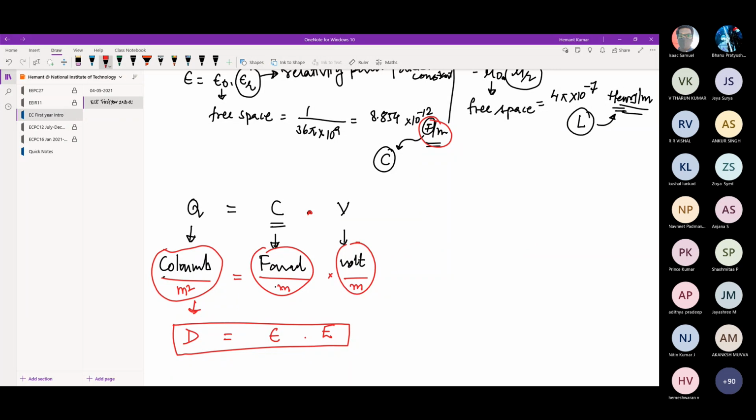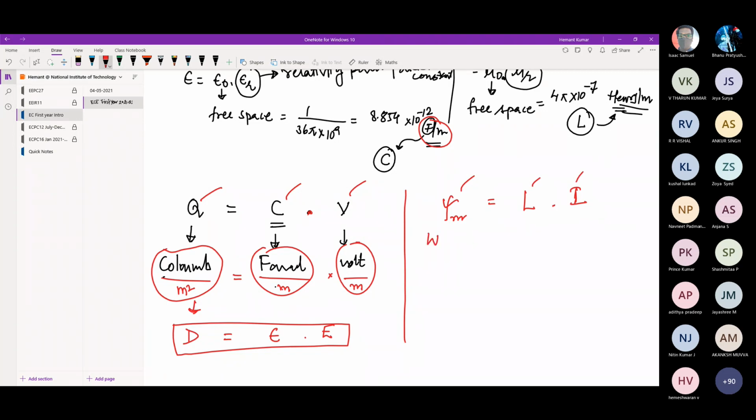Similar relation we can derive for the magnetic case, because of our very basic things. We know the magnetic flux. The magnetic flux is given by L into I. This formula is also very similar, if you see. This is the electric flux, this is the capacitance, this is the voltage. Here the magnetic flux, here the inductance, here the current. It's very, very similar formulas.